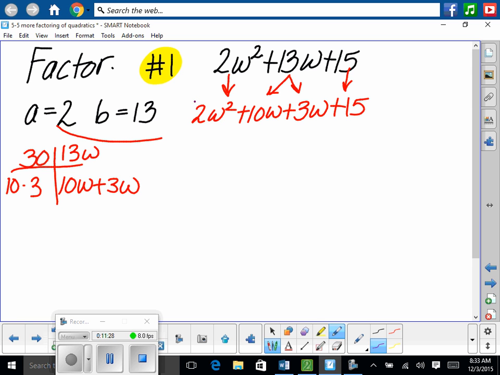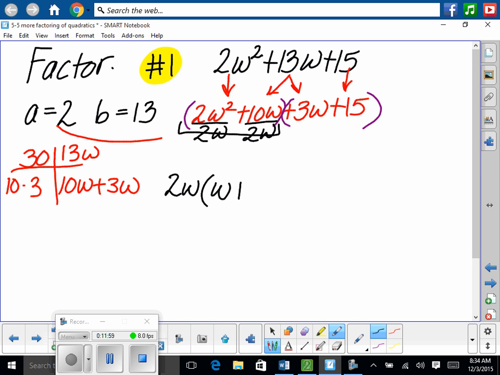Then we put parentheses around the first 2 terms. We put parentheses, including the sign, around the second 2 terms. And then we're going to look at each group and factor out the greatest thing in common. So in this first group, there's a 2 and a w in common, right, everybody? So I factor it out. Now, once you factor it out, you have to write it on the outside of your parentheses. Go back through, divide each term by what you factored out to see what's left. 2w squared divided by 2w is w. 10w divided by 2w is positive 5.